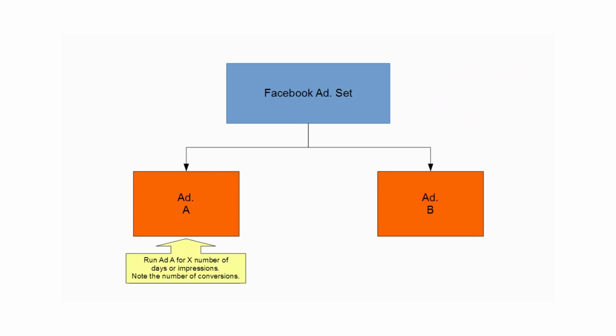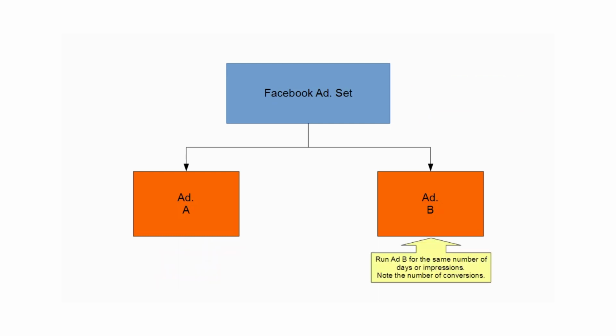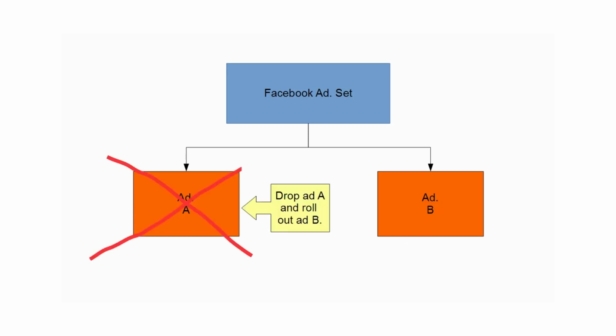So let's say you're going to have the two ads and you run ad A for X number of days or impressions. You then note the number of conversions. You then run ad B for the same number of days or impressions, and again you note the number of conversions. Now let's say, for the sake of argument, that when you go through all the stats you find that ad B outperforms ad A. What you simply do is drop ad A and roll out ad B to everybody that you want to target with the ad.